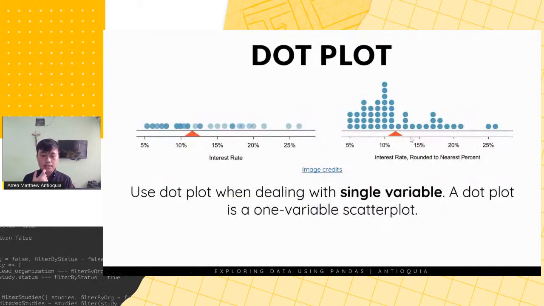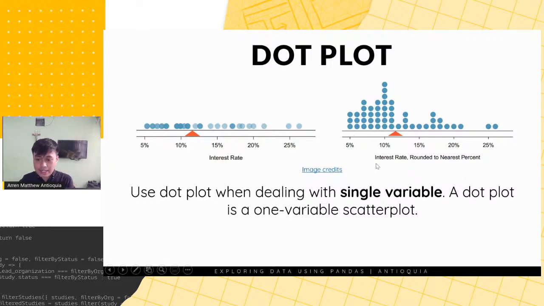Okay? The dot plot, this is used when you're dealing with a single variable. We can say that this is a one variable scatter plot. So it's basically a tally, right? This is a representation na para siyang tally.